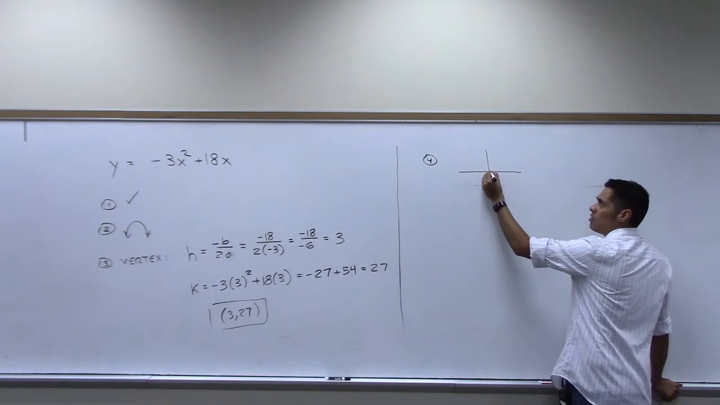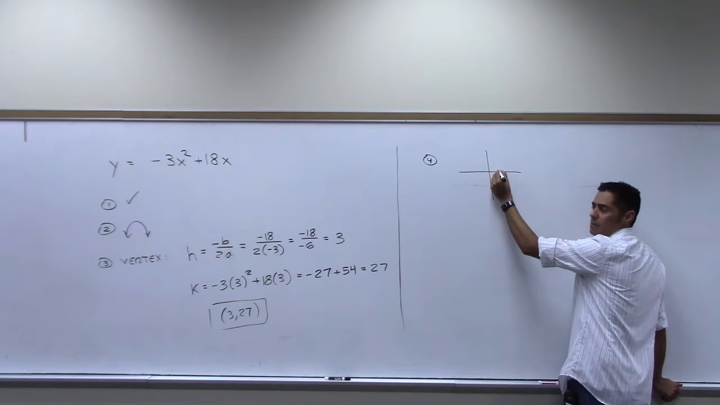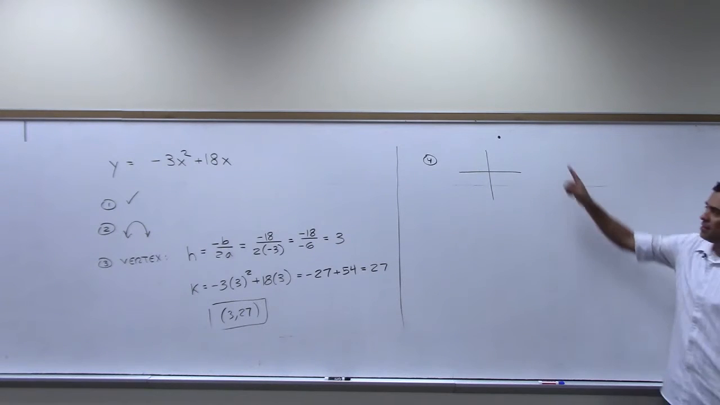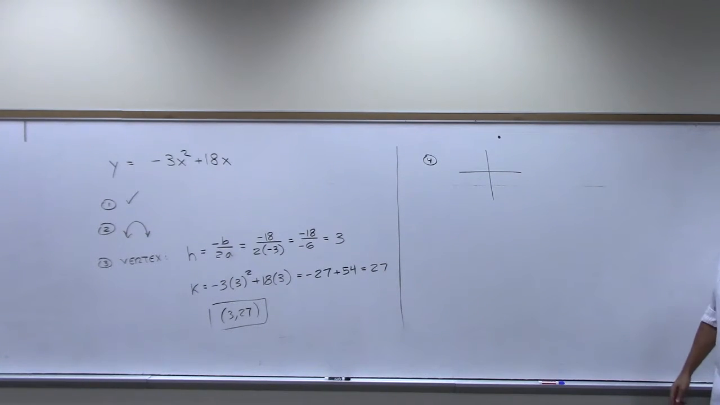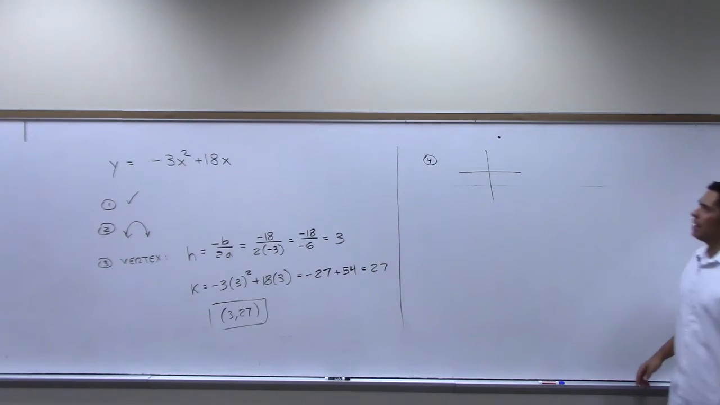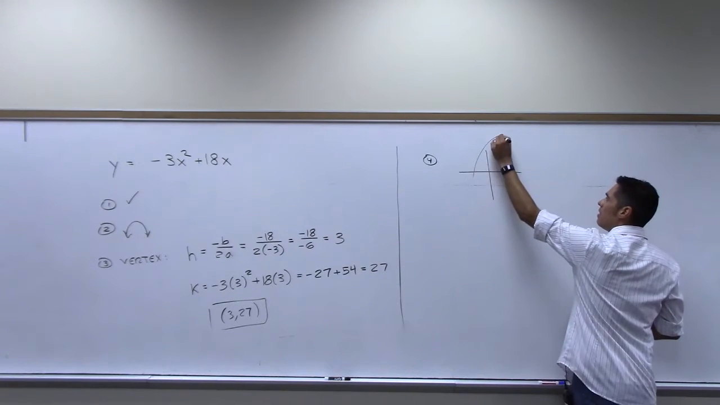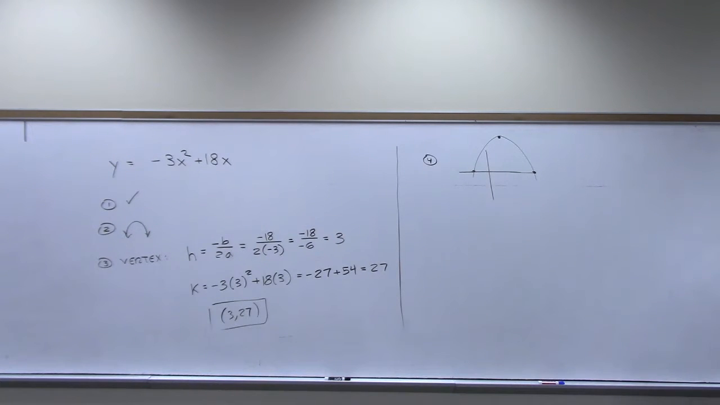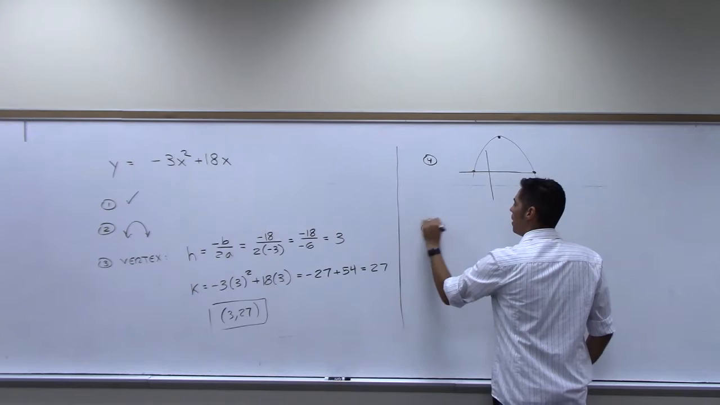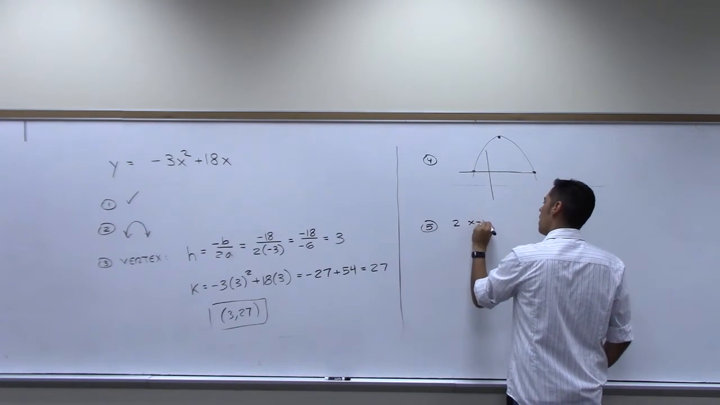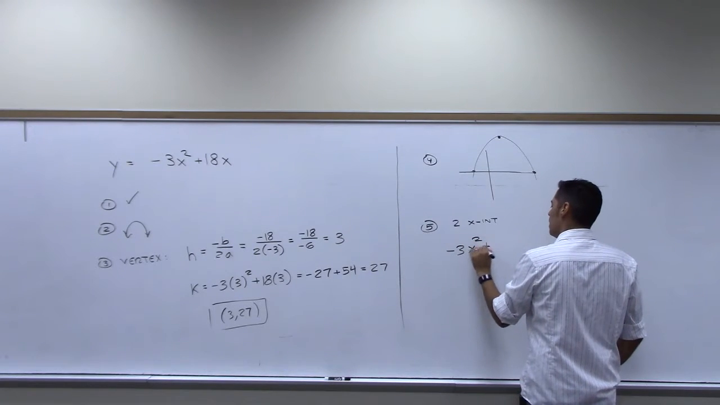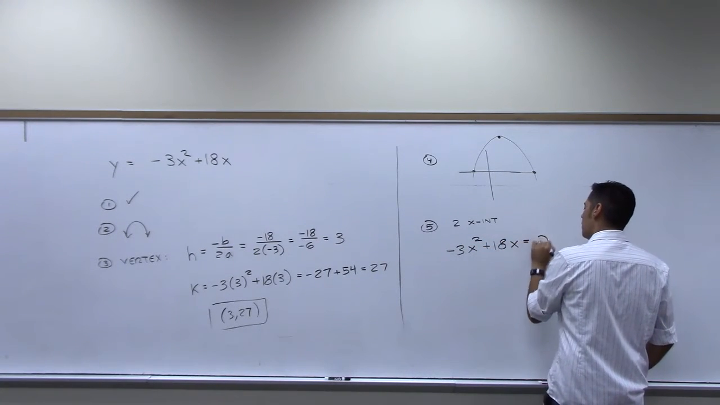So I'm going to go to the right 3, up 27, right? Again, I don't care really how high that goes. All I care about is that it's up there. Because if it opens down from there, how many x-intercepts will I have? 2, just like the last problem, right? So on step 5, I need to go find them. I'm going to have 2 x-intercepts. And to do that, I set the original problem equal to 0. I replace the y with 0.